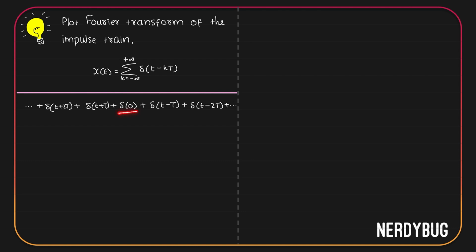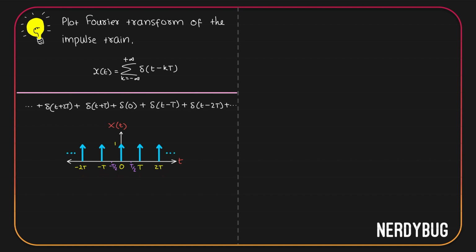Now, delta of t is an impulse at t equal to 0. Delta of t minus T is an impulse at t equal to T. Delta of t minus 2T is an impulse at 2T. Delta of t plus T and delta of t plus 2T are respectively at minus T and minus 2T. So on a graph it will look like this. We have impulses at every multiple of T.